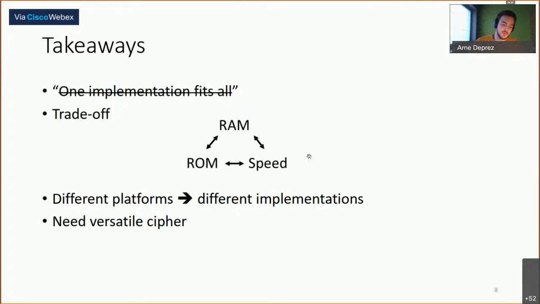But to be able to make this trade-off and to have different implementations, of course, you need a versatile cipher. And I think we show that 4KE is such a versatile cipher that has many different options, many different ways to implement it.